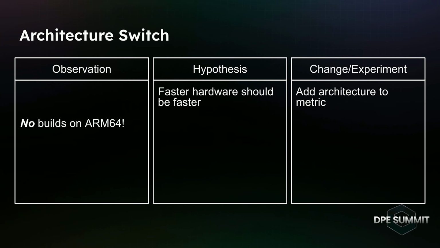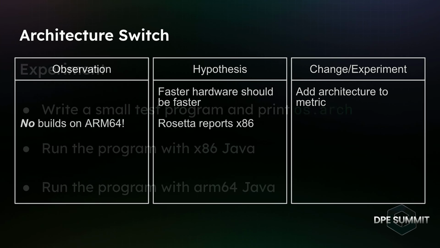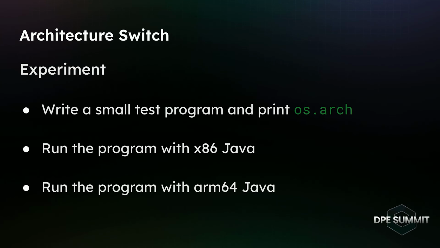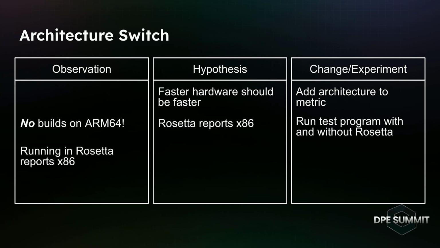So what's our hypothesis now? What if you were running Java through Rosetta? Would Java report x86 because x86 was being emulated? This is quite testable. So we wrote a tiny test program that prints out the value of os.arch, and we could run it through Rosetta, and then we could get the ARM build of Java and run it, and we could see, yeah, that was the problem.